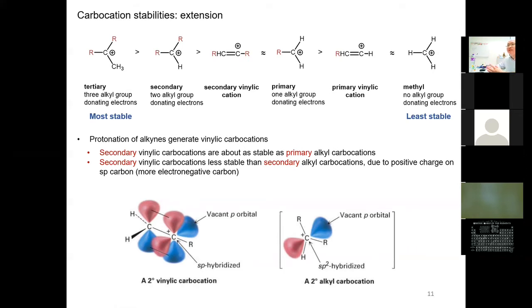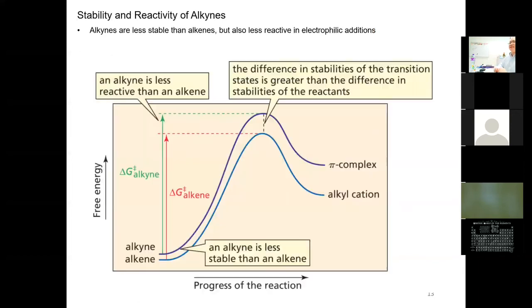So it's pretty unstable. Okay, so the secondary vinylic carbocation, compared with its counterpart the alkyl carbocation, is less stable. Okay, understand that? Okay, so the trend is like this. Secondary vinylic carbocation is similar to primary alkyl carbocation, but is much less stable than secondary alkyl carbocation. Okay, so it's a little bit complicated, but just keep this trend in mind. All right.